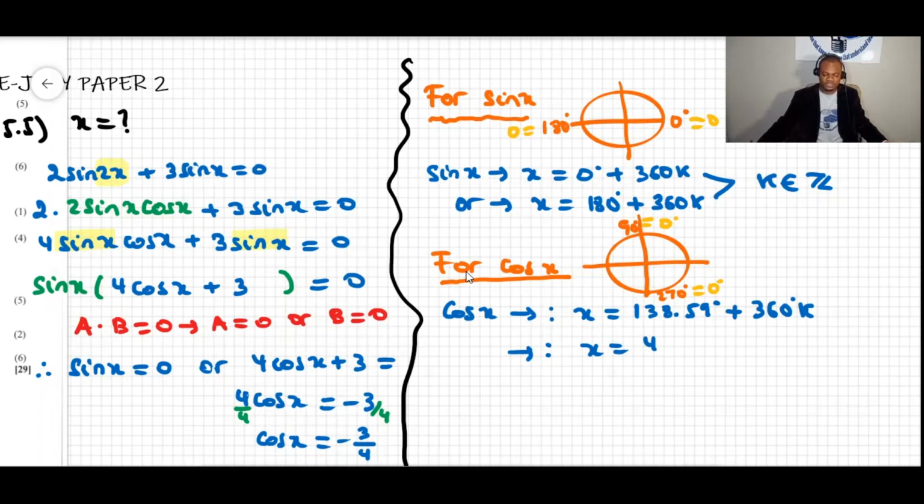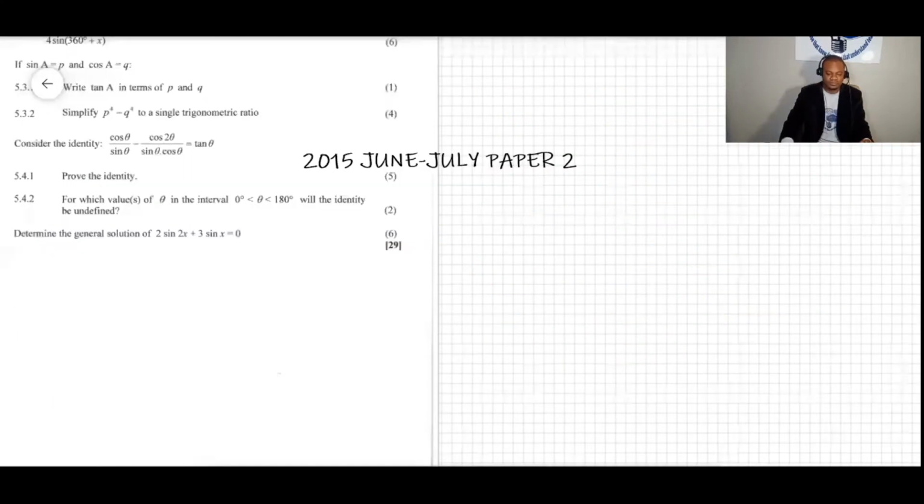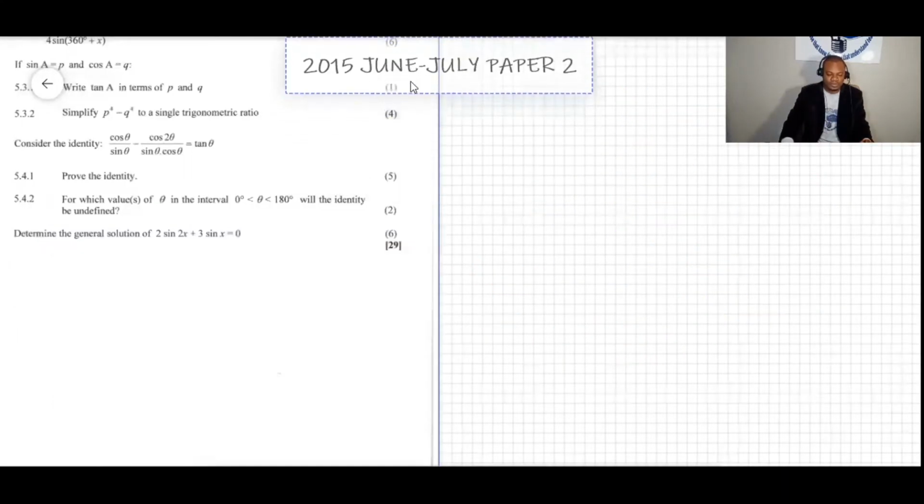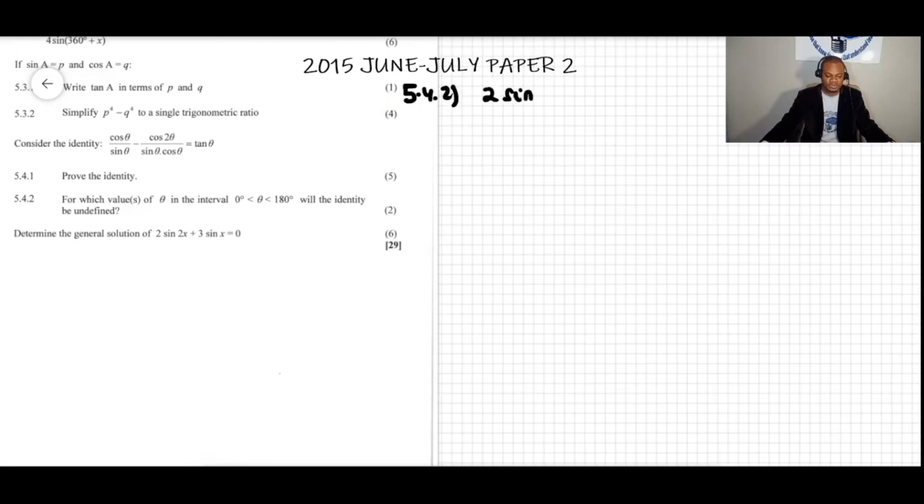On the third quadrant, this will be... all right, the question here says, determine the general solution of 2 sin 2x plus 3 sin x equal to 0. That's question 5.4.2. So the question says 2 sin 2x plus 3 sin x equals 0.